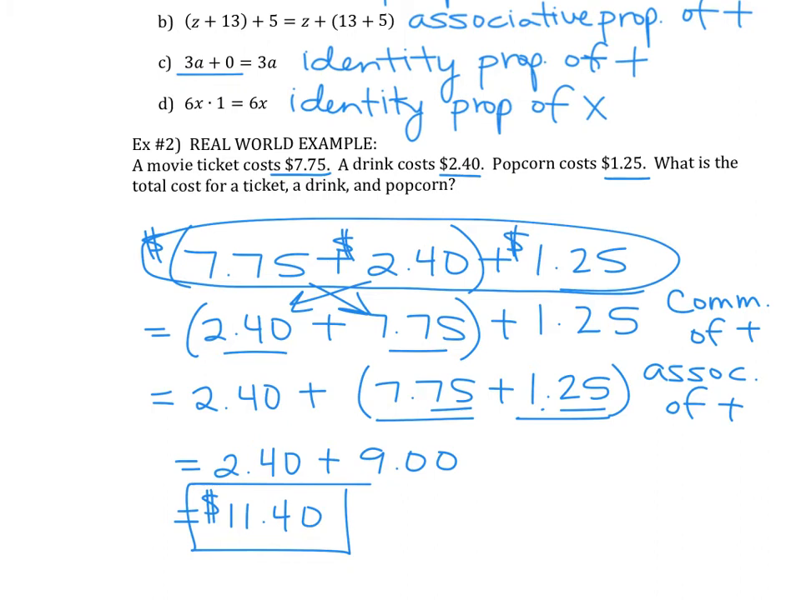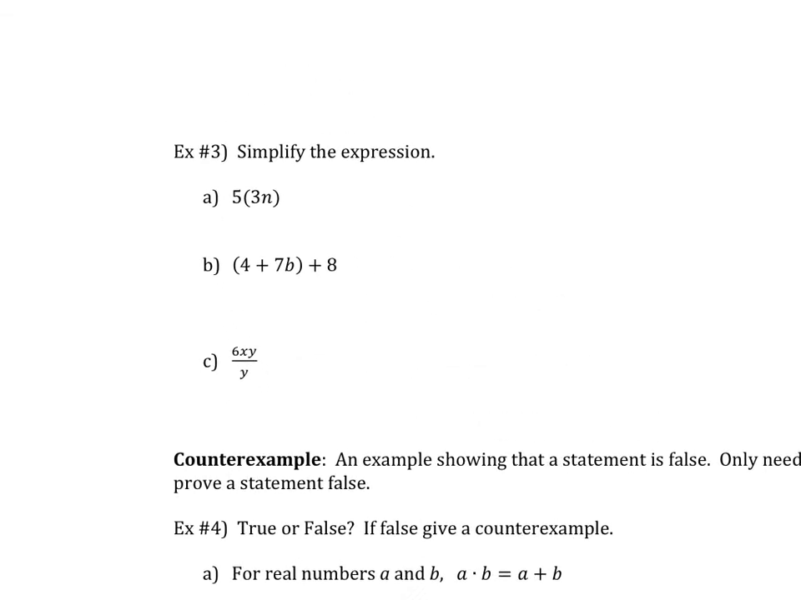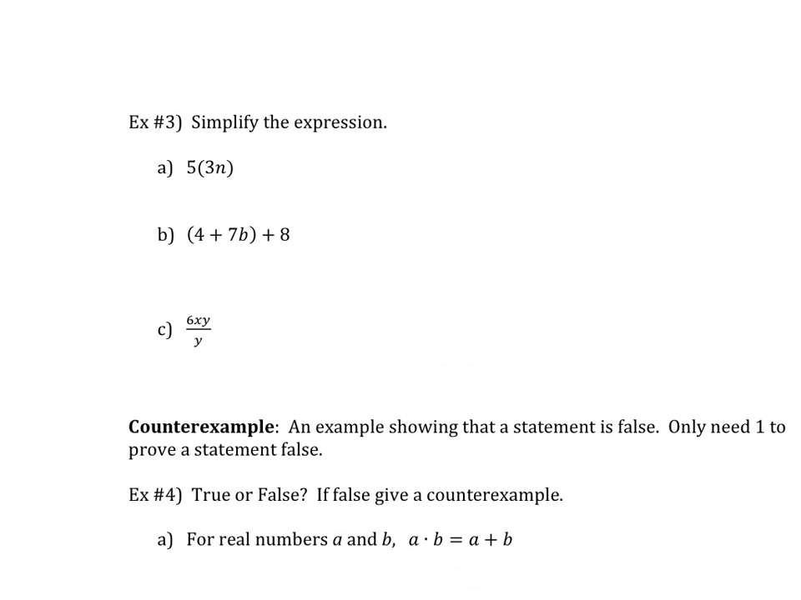The third example, which is the back side of the paper, depending on how you uploaded it. I don't know if you need to flip to a new page or not. These ones, we're going to talk through what properties we use to simplify it. So there's still variables involved. You're not going to get just a number, but we can simplify here, okay? So if I have right now 5 parentheses 3n, what can actually be multiplied here? What two things?